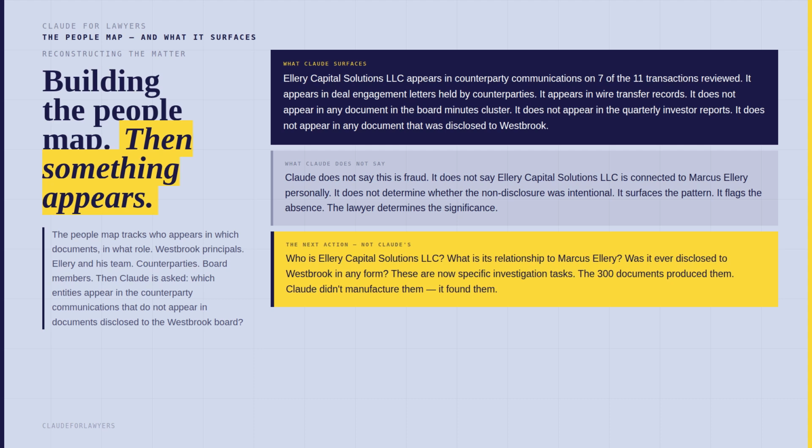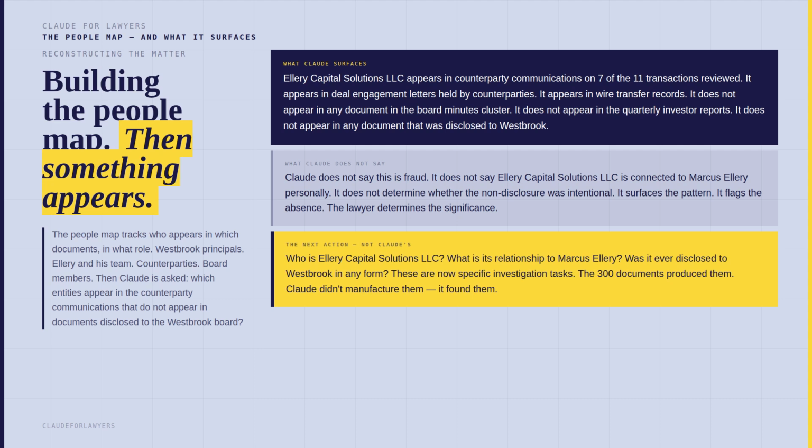Ellery Capital Solutions LLC appears in counterparty communications on 7 of the 11 transactions reviewed. It appears in deal engagement letters held by counterparties. It appears in wire transfer records as a recipient entity. It does not appear in any board minute. It does not appear in any quarterly investor report. It does not appear in any document that was disclosed to Westbrook in the materials reviewed.